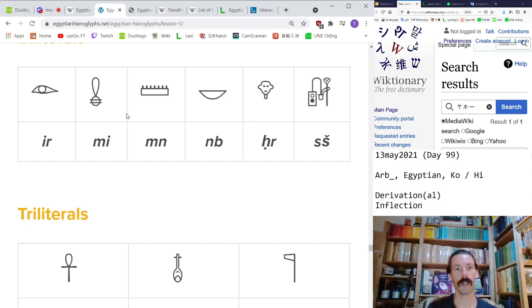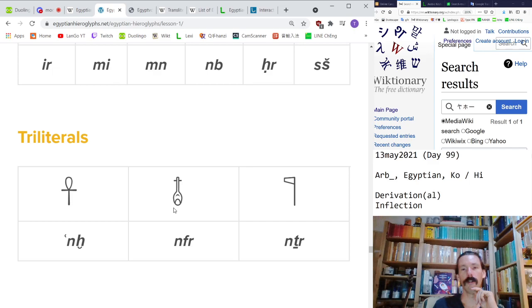And there's our friend, the Lego brick, mm. So it's not a portmanteau of two glyphs. It's a distinct sign. We couldn't predict the value. Okay, non-compositional. NB. Triliterals: ankh, nefer and netcher.